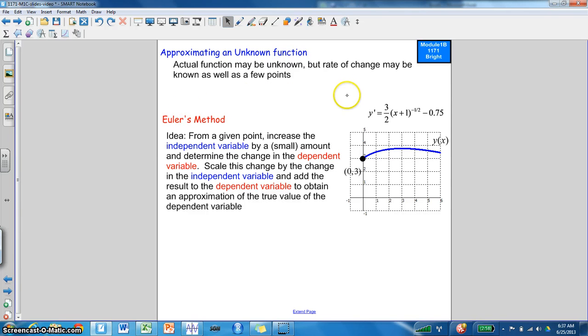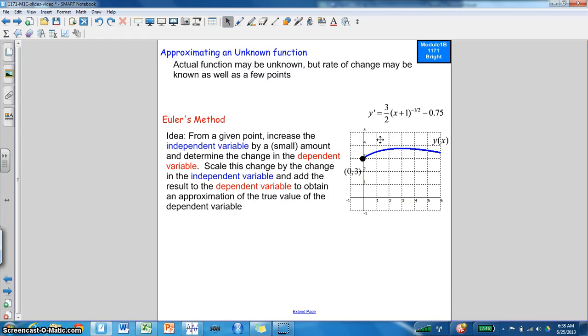Euler's method, we have to have a couple conditions met. We first have to have a rate of change equation, and we have to have an initial point. But the idea is that if we increase the independent variable by a small amount, the dependent variable changes by a certain amount too, which we use our rate of change equation for. And then with this, we can scale that by whatever we change in the independent variable, and then we get an approximate result for the dependent variable, in this case the y value.